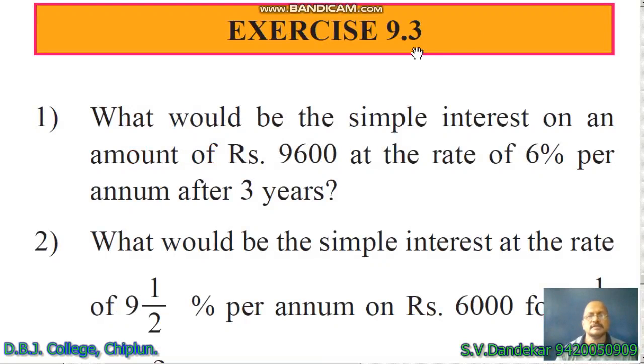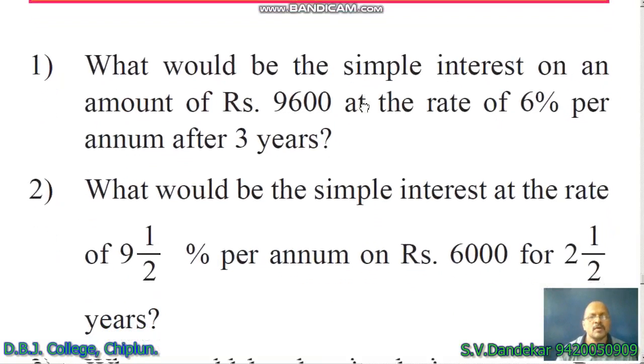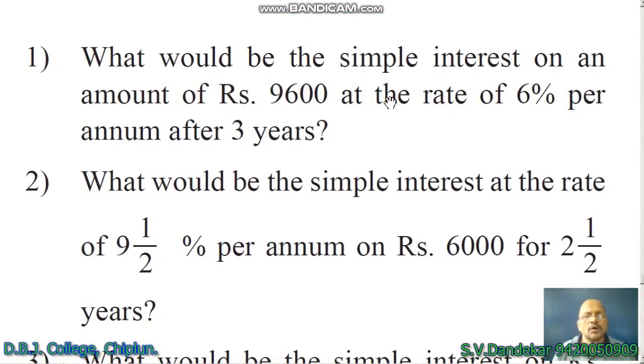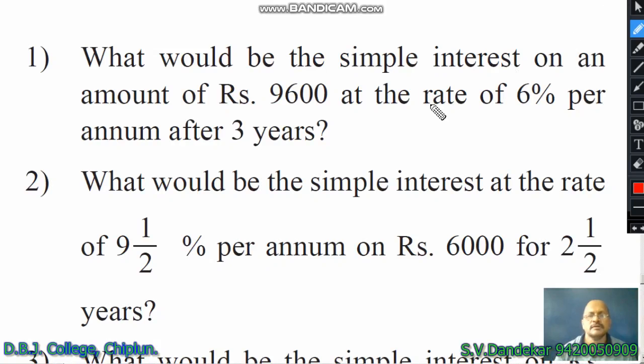Let us discuss exercise 9.3. What would be simple interest on an amount of rupees 9,600 at the rate 6% per annum after 3 years? The answer is very simple. Simple interest on an amount of 9,600, so PNR upon 100. Whatever may be the calculation, it is your answer.